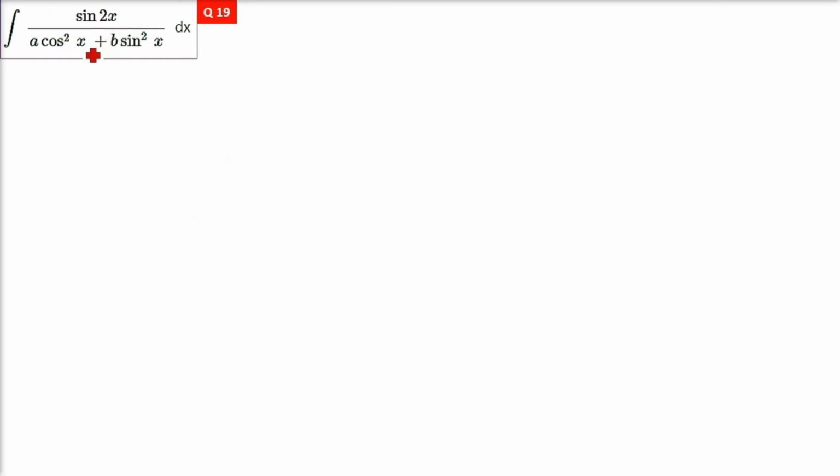Now sin 2x divided by a cos square x plus b sin square x. So let's divide and conquer. We know that sin 2x is 2 sin x cos x. We'll try to get this 2 sin x cos x, or at least sin x cos x per se. And even if we get sin x cos x, that will solve our purpose, because we now need 2 sin x cos x dx in the numerator, or sin 2x into dx in the numerator.